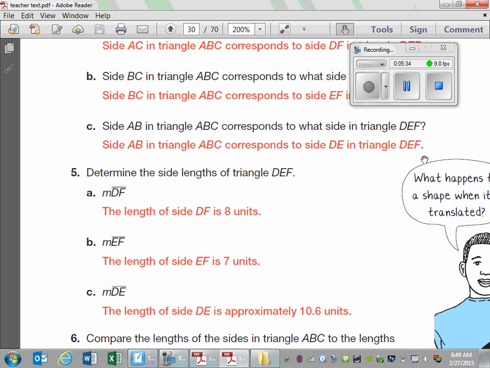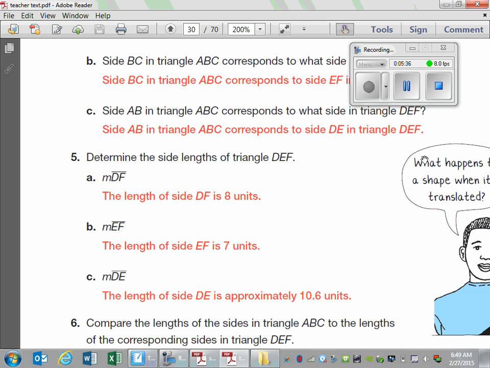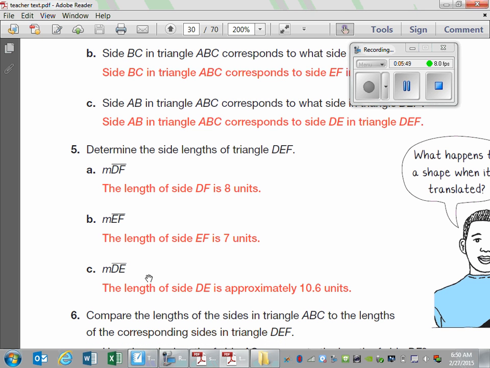Eight, 7, and 10.6. So they are perfectly congruent, and they're both right triangles because you just translated them, so nothing changed. So today we're practicing and remembering how to correspond sides to each other and what congruent means.